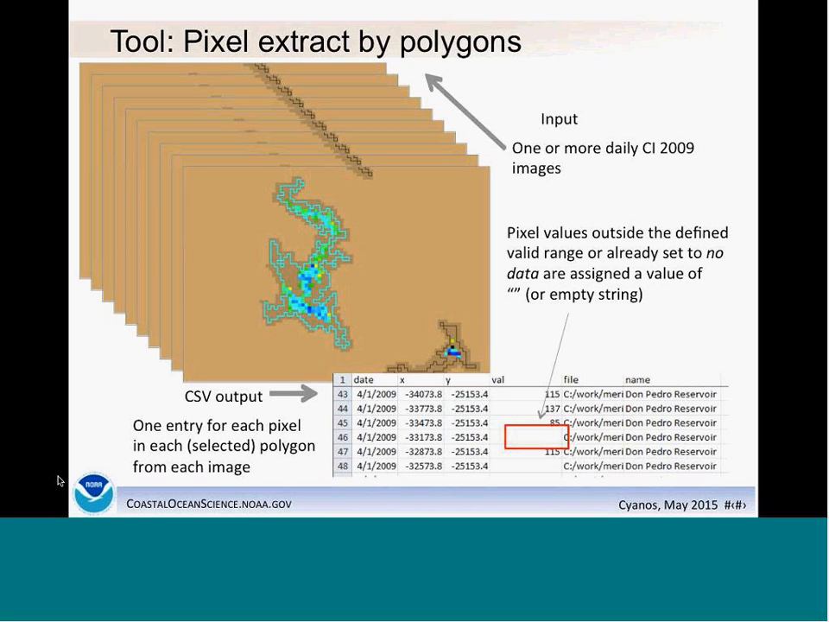Very similar to the last, that's just operating at the polygon level. So if the polygon is selected, it's going to extract every single pixel from within this defined region into the CSV file. Within that, no data pixels are going to show up as an empty string. So if you have a large polygon or a lot of polygons, you get a lot of data.